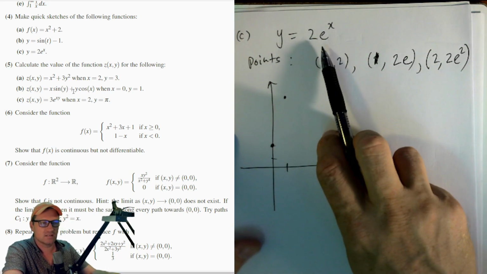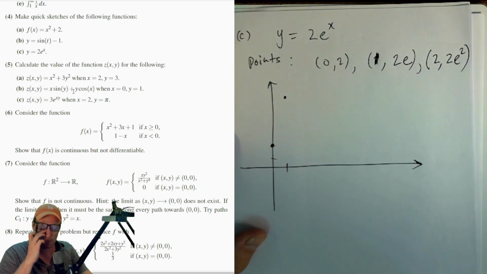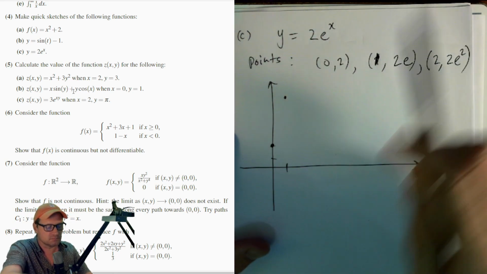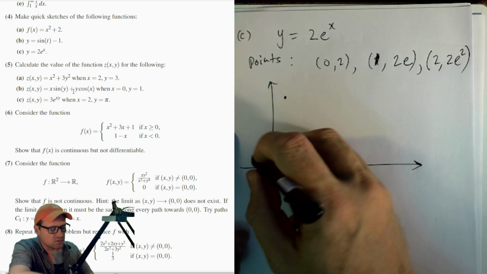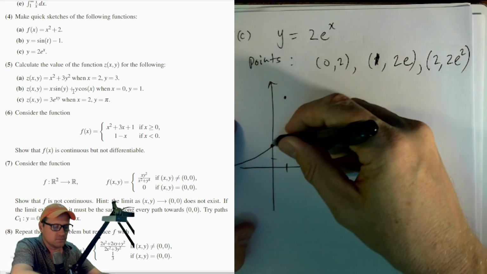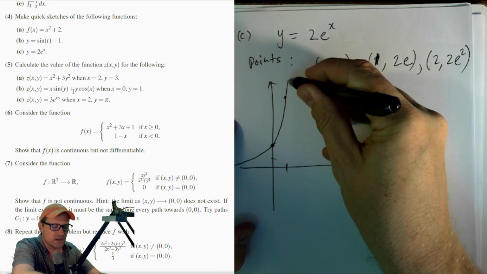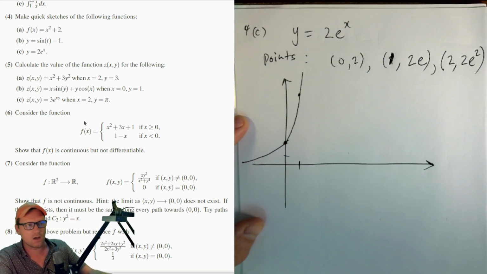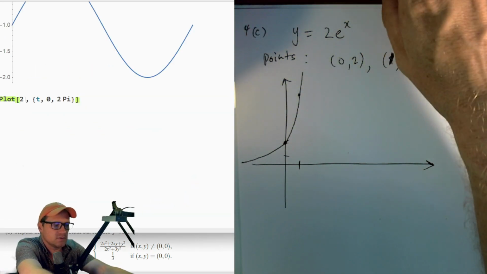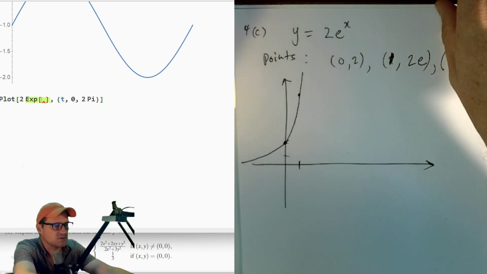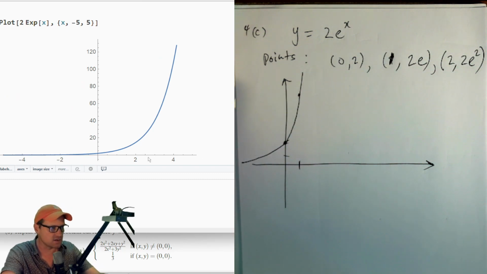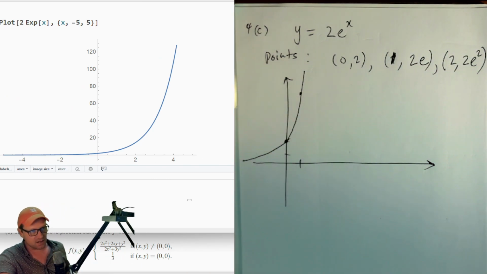So the limit as x goes to minus infinity, we would have 2 over a very large number, so 0. So we have a horizontal asymptote here on the x-axis. And then this goes up very dramatically. Okay, so now let's do a Mathematica sketch of this function. So we have 2, and I'll just write exp because it's easier to type. Go from, say, -5 to 5. Okay, and so there you see we have something a lot like what I've sketched there.